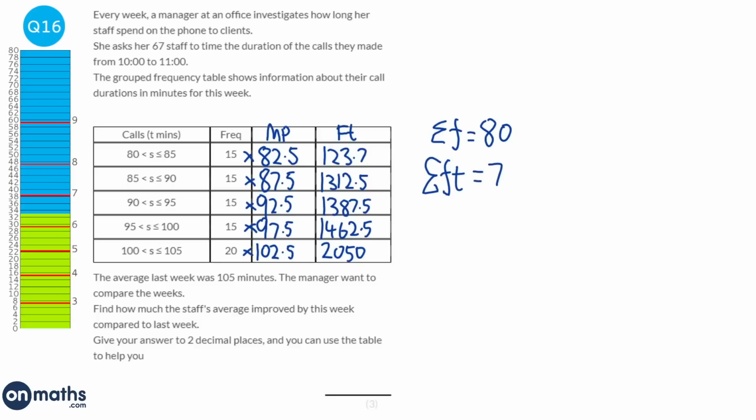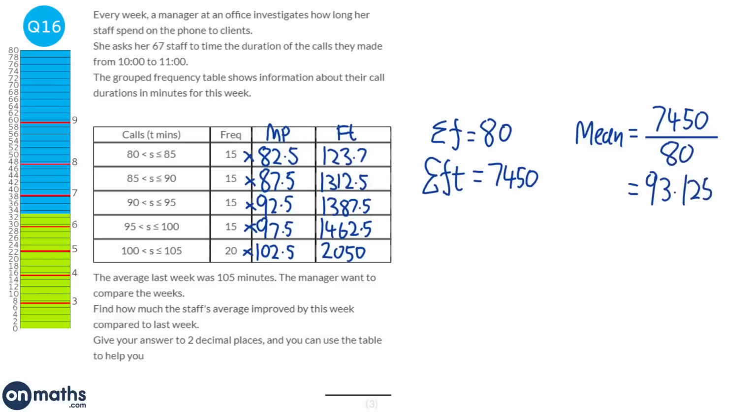And so that would be 7,450. So what this column represents is all the numbers added up together. This column represents how many numbers we have. So to find the mean, it's all of the numbers added together, which will be 7,450, over the amount of numbers we have, which is 80. So when you do that, we get 93.125.